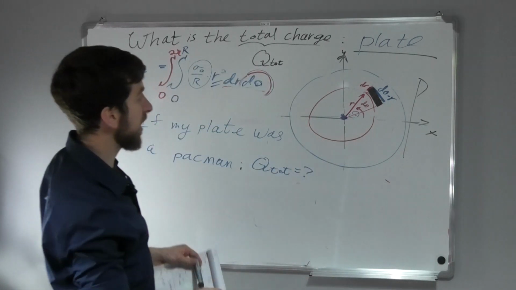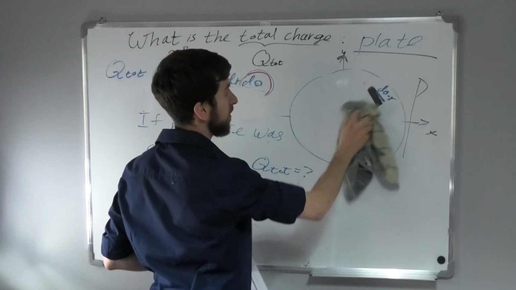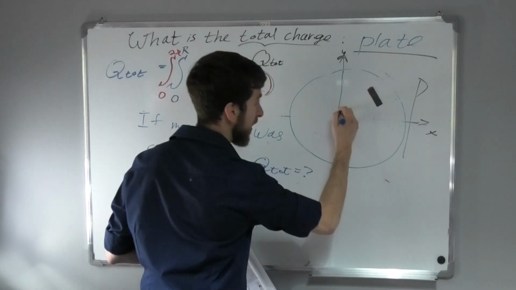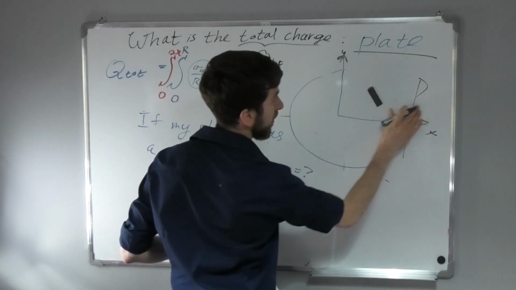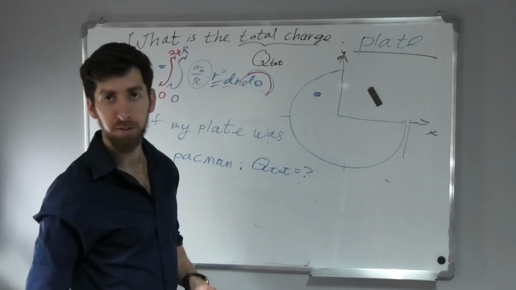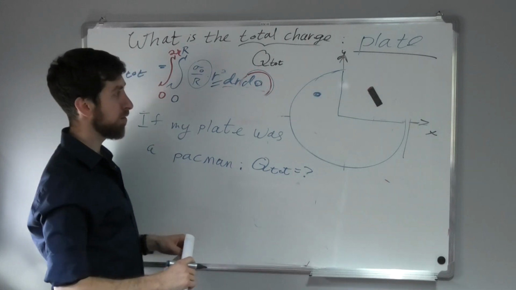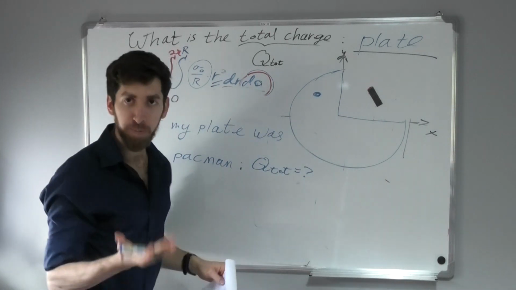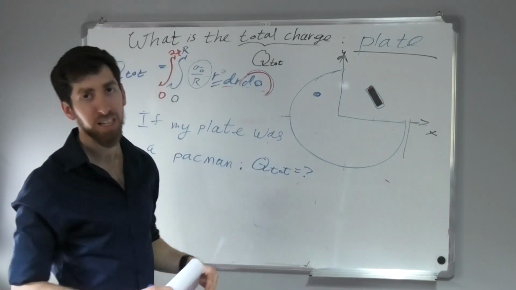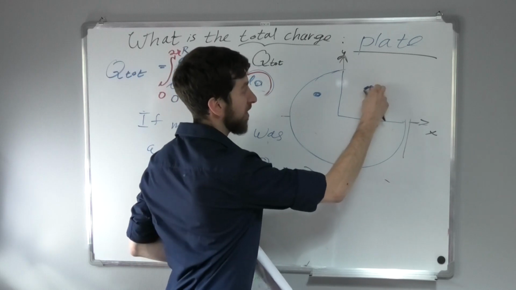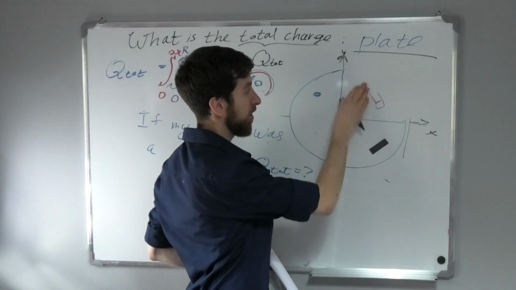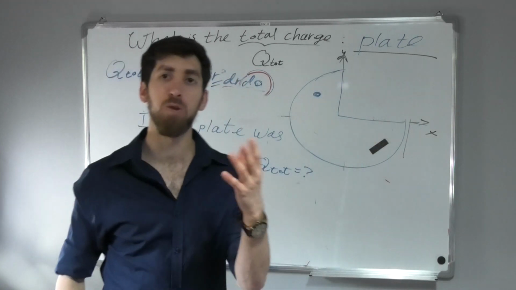What do I mean by saying it's a Pac-Man? Let's take this plate, and now my plate is a Pac-Man, which means this is how it looks. You can draw an eye. When I ran the integral, I counted pieces like this one, but right now this piece is not valid. I care only about pieces on this side of the Pac-Man. So how would the solution change?